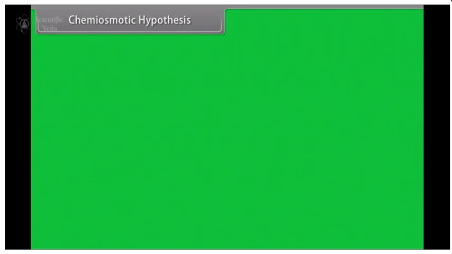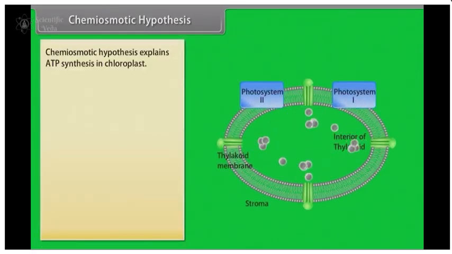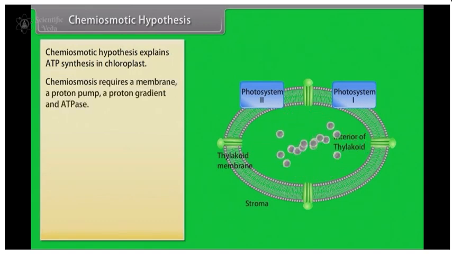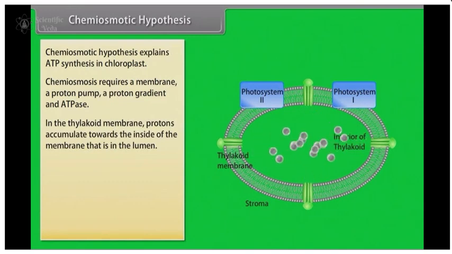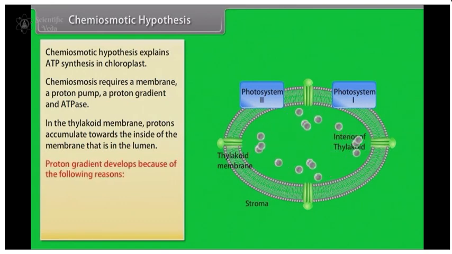Chemiosmotic hypothesis. The chemiosmotic hypothesis explains ATP synthesis in chloroplast. Chemiosmosis requires a membrane, a proton pump, a proton gradient and ATPase. In the thylakoid membrane, protons accumulate towards the inside of the membrane, that is, in the lumen. The proton gradient develops because of the following reasons.